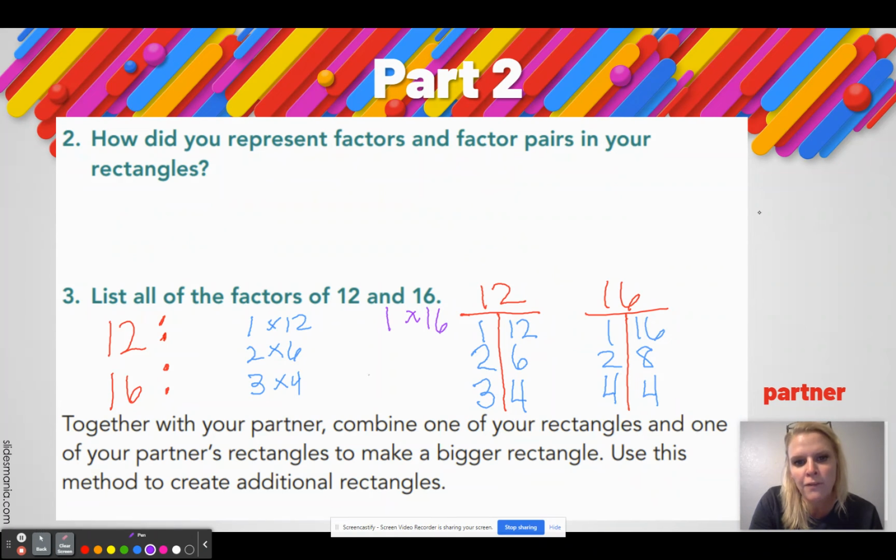So my factor pairs, remember they're called factor pairs because there's 2. The factor pairs of 12 and the factor pairs of 16.